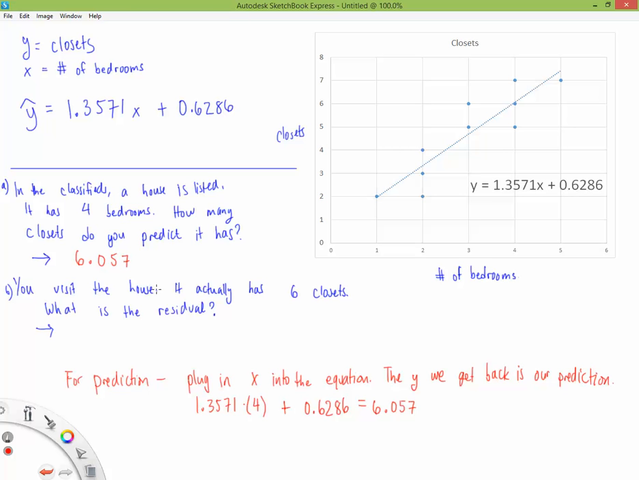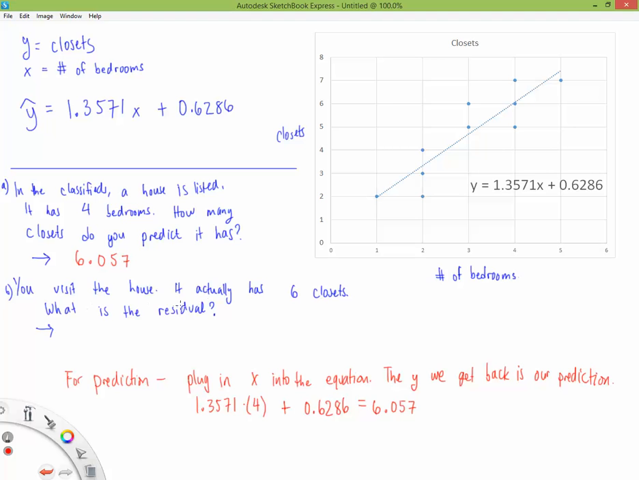Of course, the house won't actually have 6.057 closets because it can only have a whole number. It will either have 5 closets or 6 or 7. Even if it's a linen closet, that counts as a closet. You don't say that's only half a closet. Sometimes with bathrooms we do that, but in general, we're just going to say this is how many closets it has.